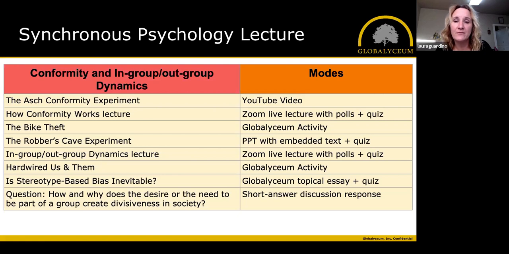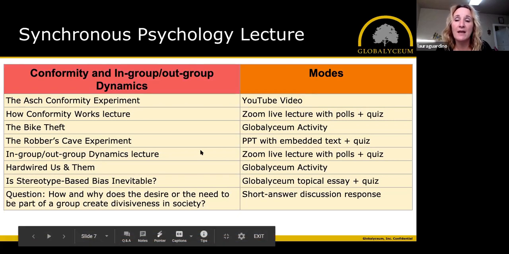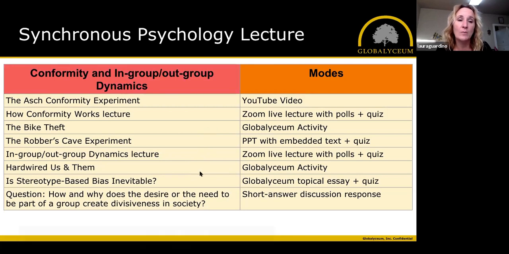And you'll notice the different modes. We've hit the live lecture with polls and quizzes, one on Monday, and then the in and out group dynamics lecture on Wednesday. So each class section, you're going to do a live lecture with a poll and a quiz for 20 minutes. And then beforehand, they're going to come prepped by looking at that YouTube video on the conformity experiment. And they're going to do a primary source or psychological activity on the bike theft. So you'll see that each of these weeks have that.